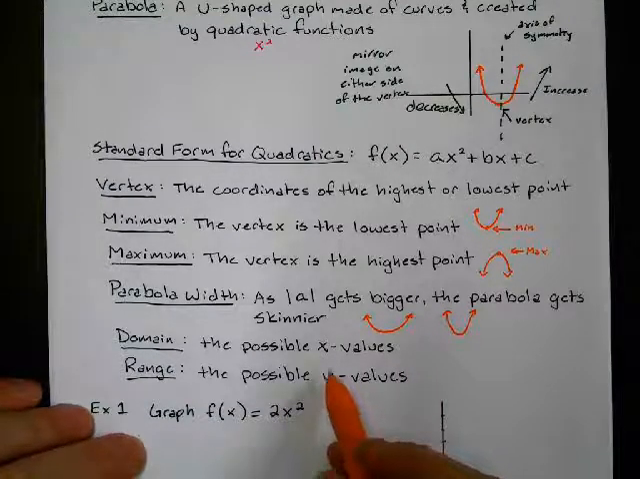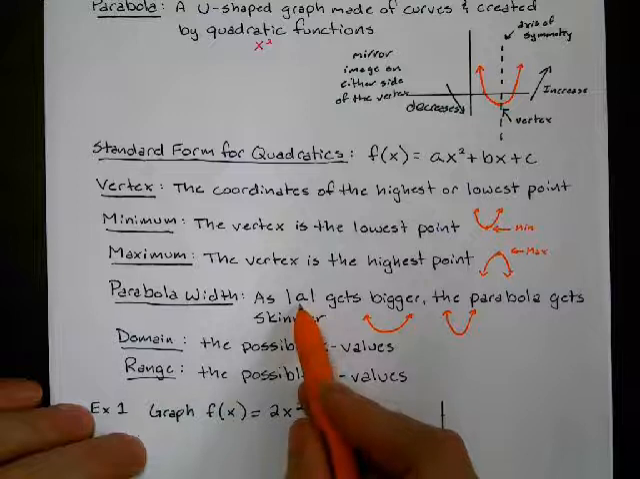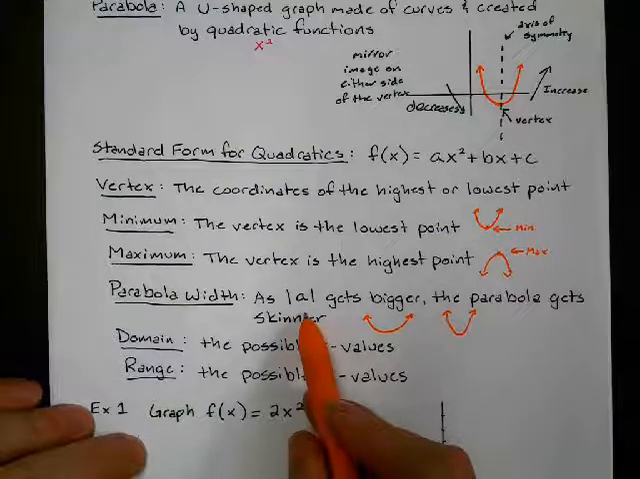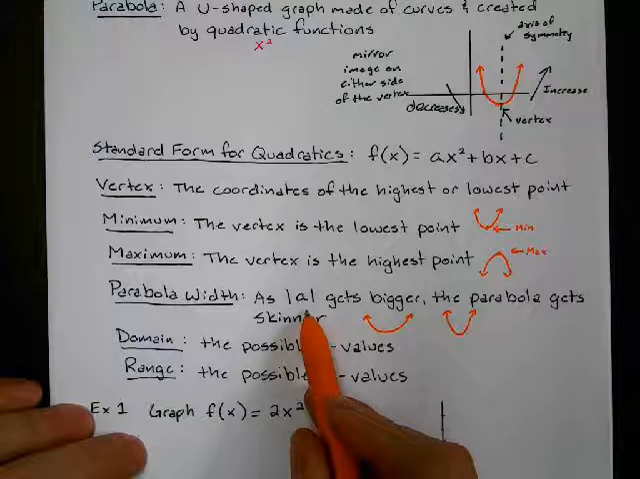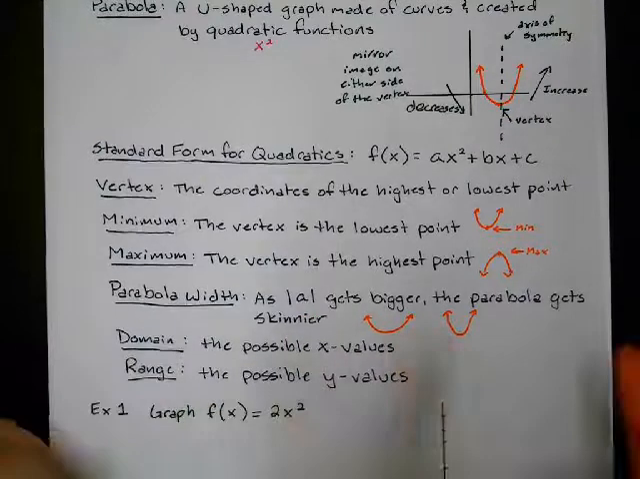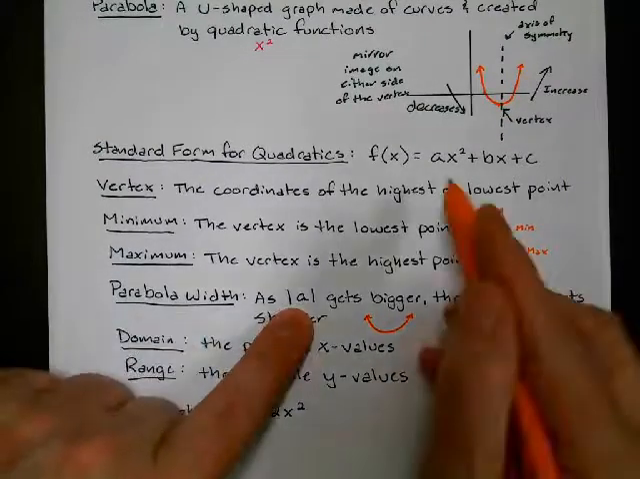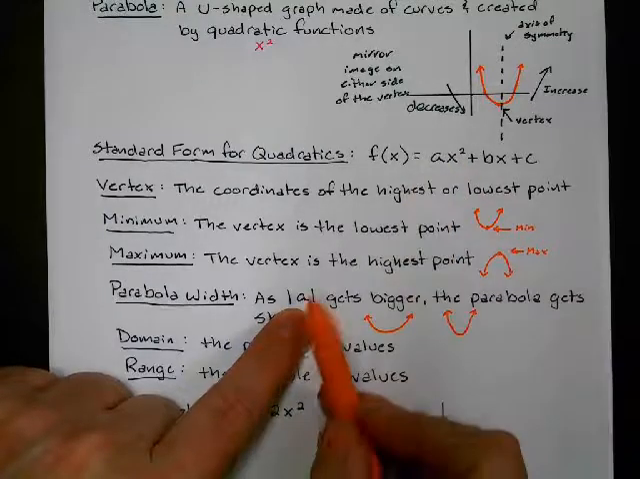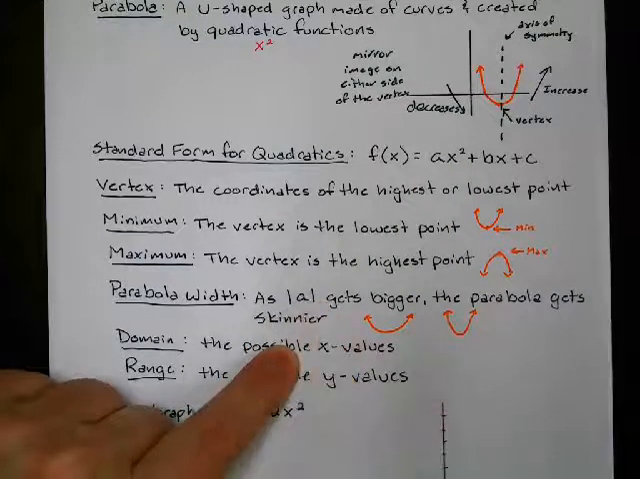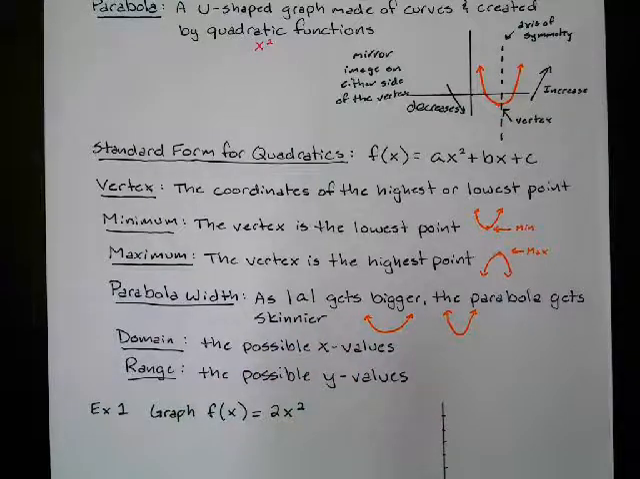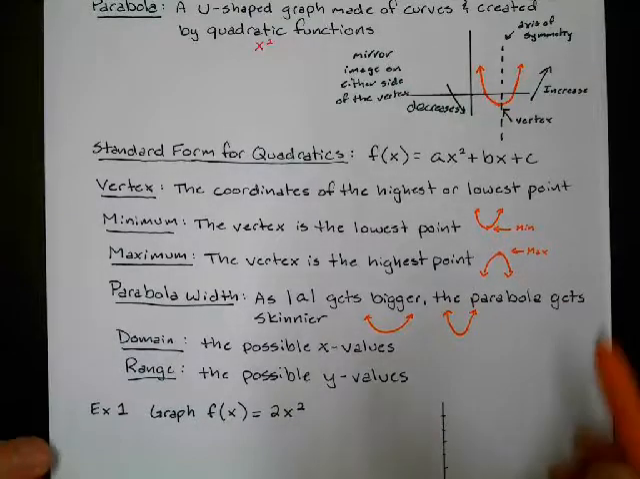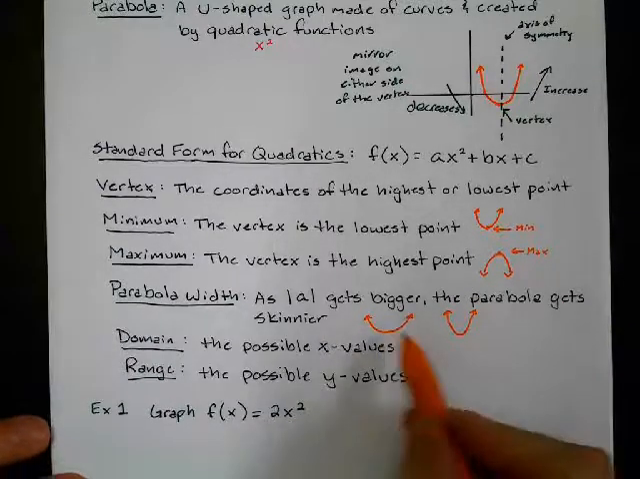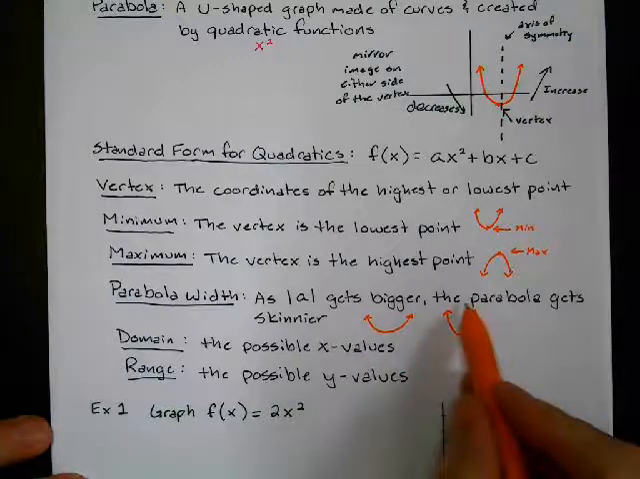And the number that tells us how wide or how skinny it is, or how thin, is the a value. So the number in front of x squared tells us this. And I put absolute values around this because we're going to ignore if it's a positive a or a negative a. So just look at the a value. So if you have a bigger a value, then that makes your parabola skinnier.